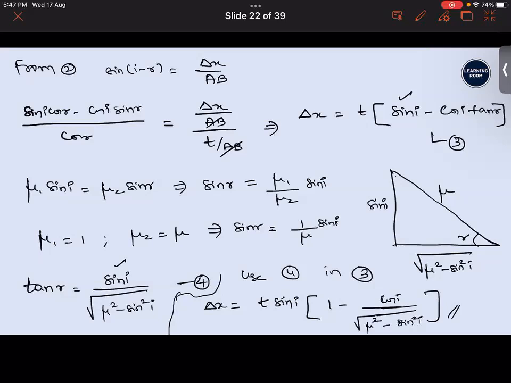Sir, how did you take the sin I common outside? Because here also you have sin I. In tan r also you have sin I. When you substitute in tan r, you get sin I. Okay, sir.